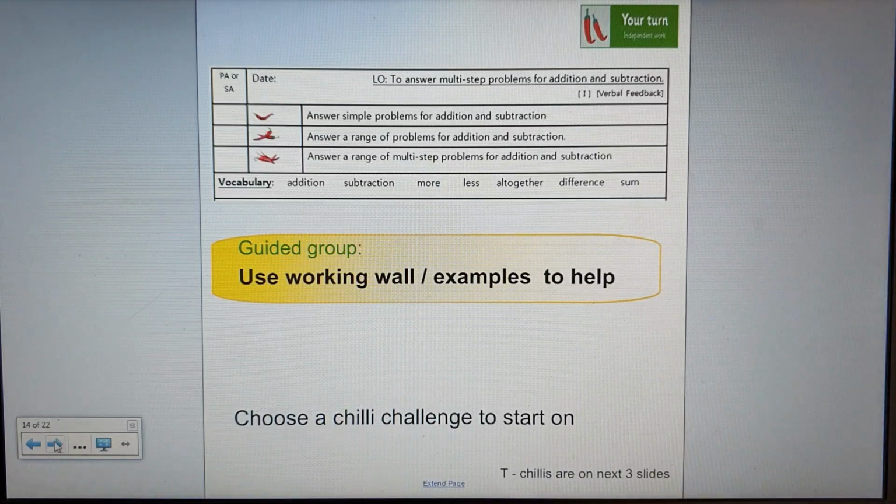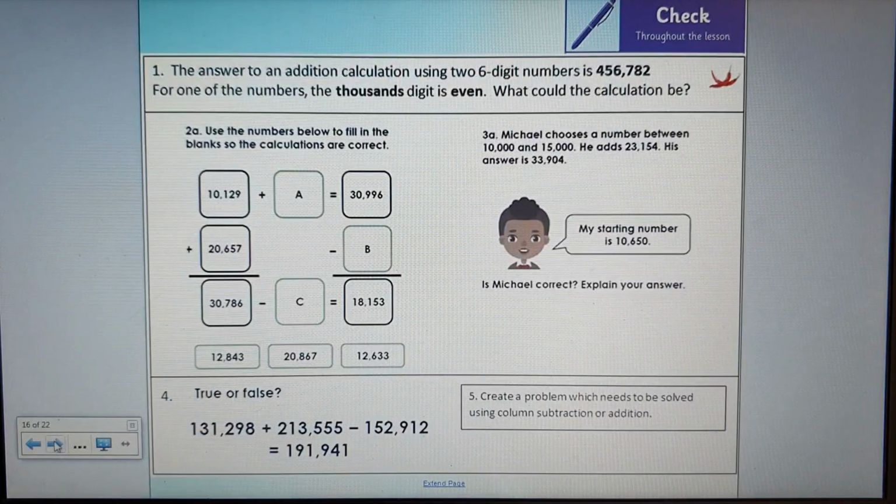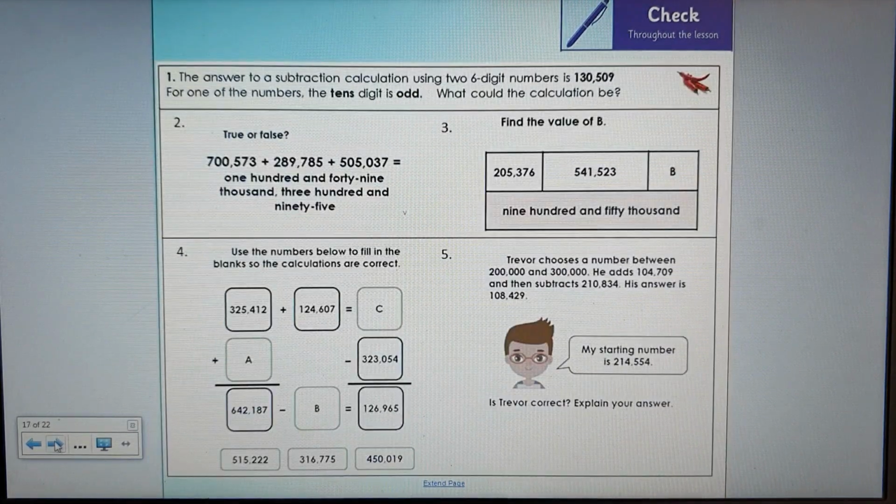Okay. So I'm going to show you your chilies now, and you can have a go at the chilies. So here we have chili 1. You could pause the video now and have a go at these. And we have chili 2. You could pause the video now and have a go at these. And we have chili 3.